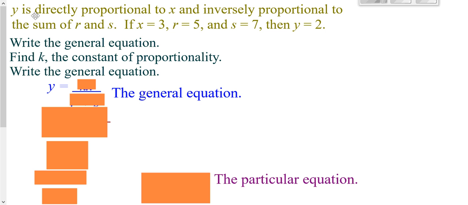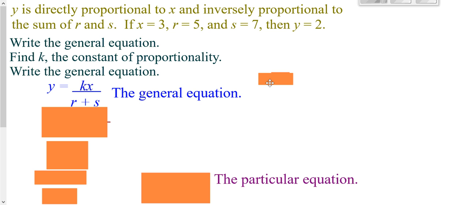So here we have y is directly proportional to x and inversely proportional to the sum of r and s. So we can go y equals, always throw in your constant of proportionality, is directly proportional to x. So that means x is in the top. Inversely means it's going to be in the bottom. Now, inversely to the sum of r and s, so r and s have to be in the bottom. Sum is your answer after you add.